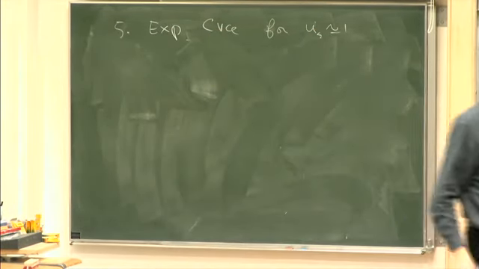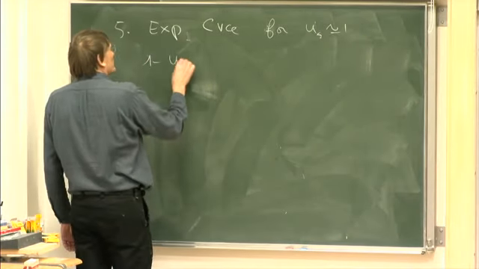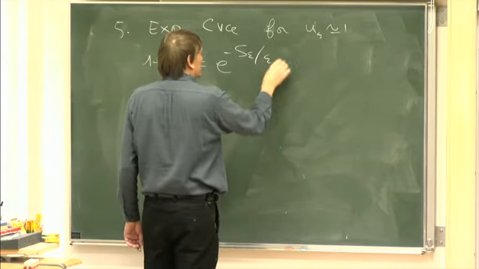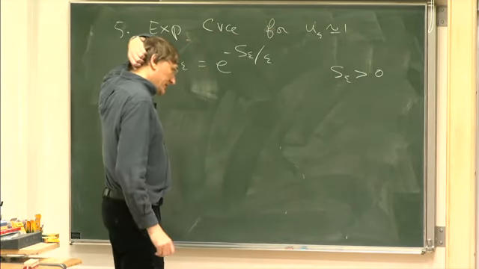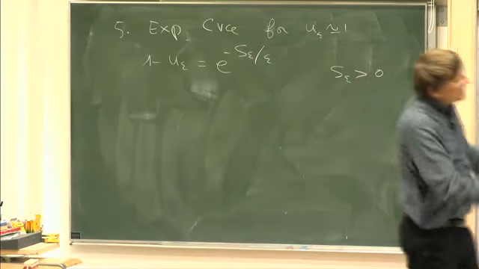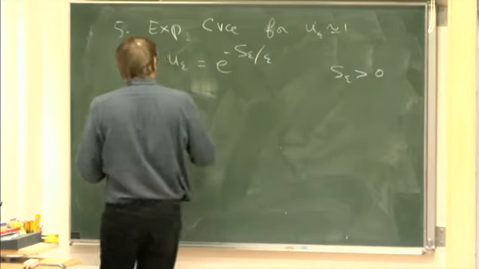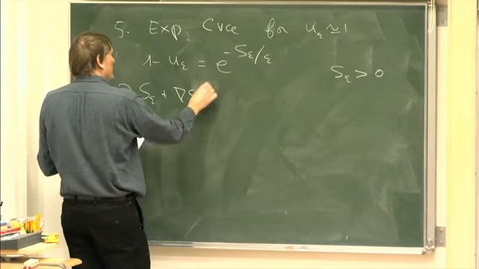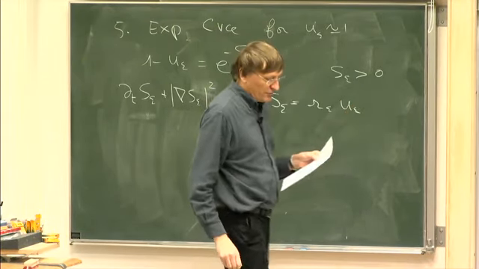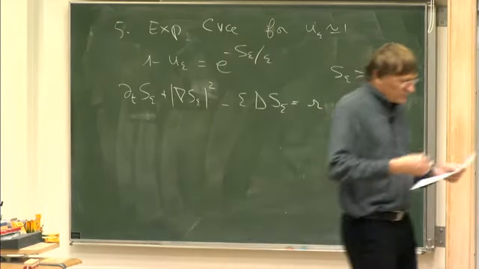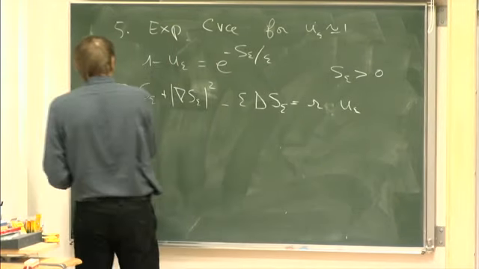So you could have the natural idea to say that now I set 1 minus U epsilon equal to exponential of minus S epsilon over epsilon. Because this function is between 0 and 1, I know that S epsilon is not negative, and it's positive if I put it strict. I do exactly the same analysis. I write the equation on S epsilon. The equation on S epsilon is more or less the same: dt S epsilon plus grad S epsilon squared minus epsilon Laplace S epsilon equal R epsilon U epsilon. So what you do is you have more or less the same equation. What you prove, you have uniform Lipschitz bounds.